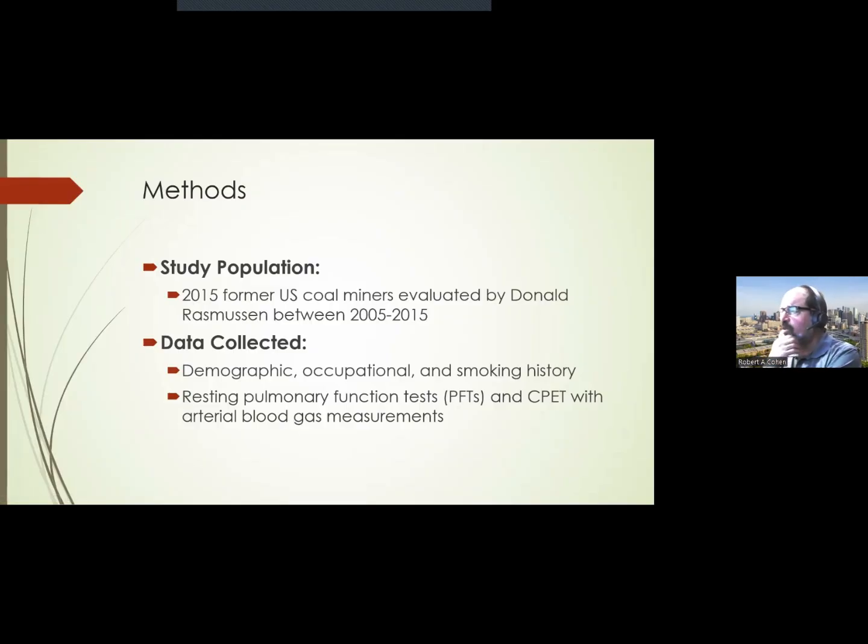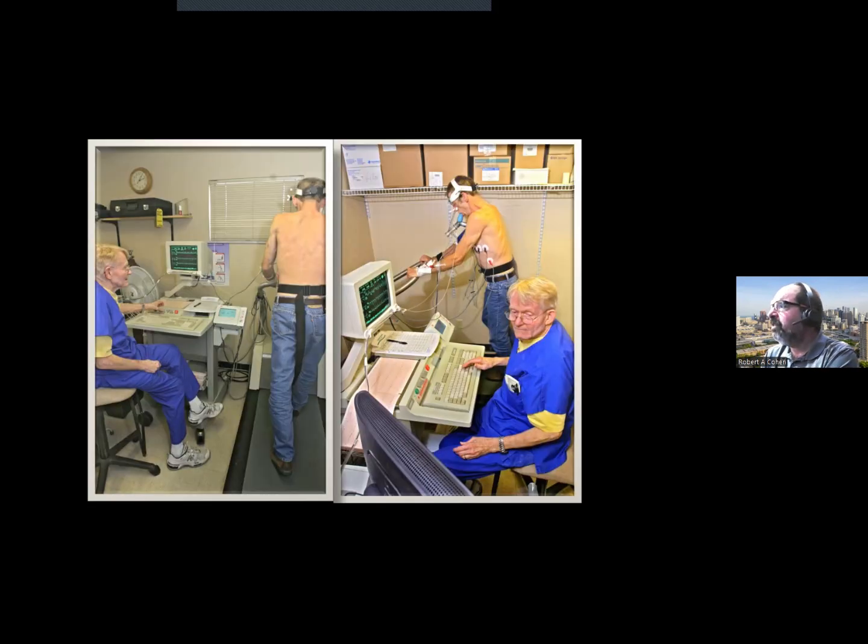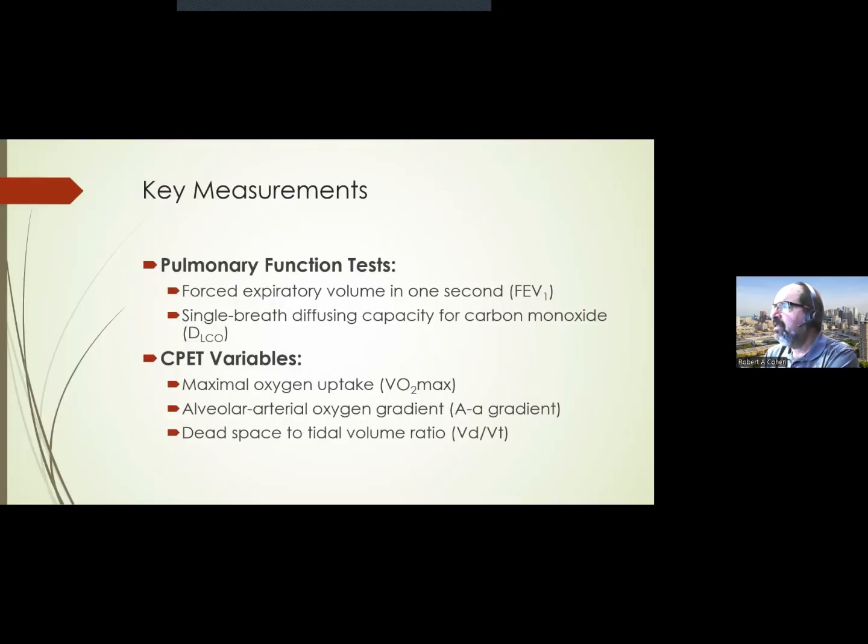But I would say that cardiopulmonary exercise testing is a wonderful test to do if there are no contraindications, to truly evaluate the work capacity of somebody that you're trying to determine whether they're fit to go back to work or if they're disabled. And this is just another picture of Dr. Rasmussen's laboratory. So we measured the standard pulmonary function test that we talked about before.